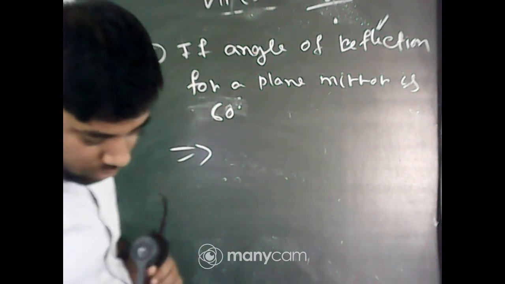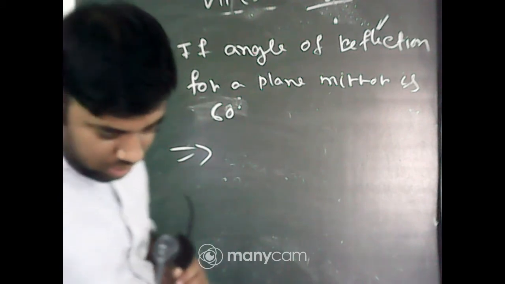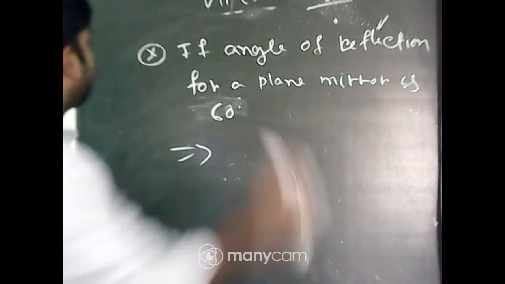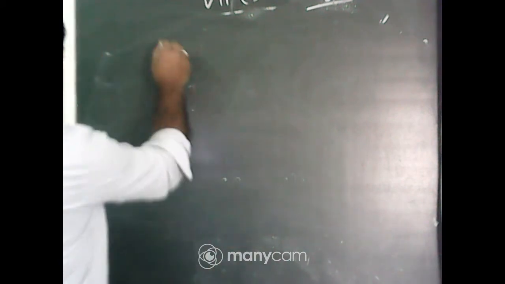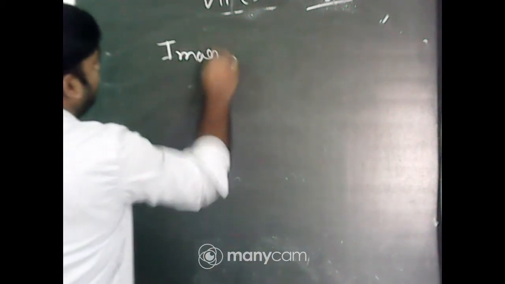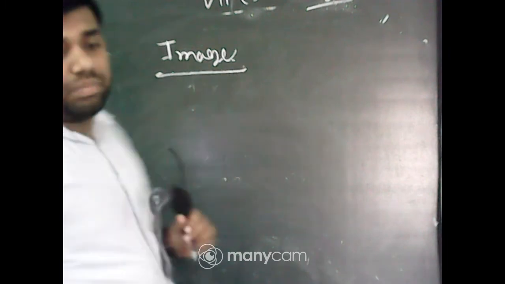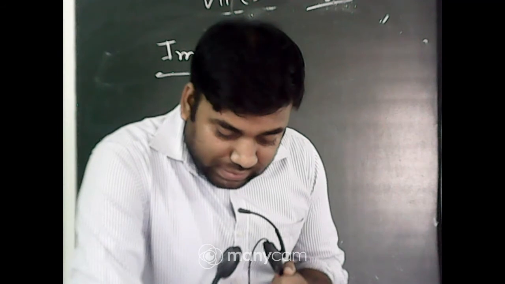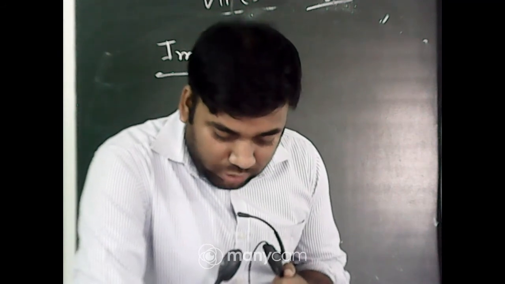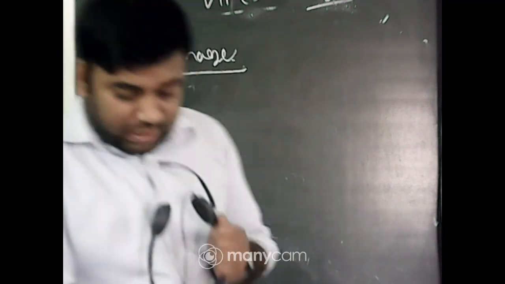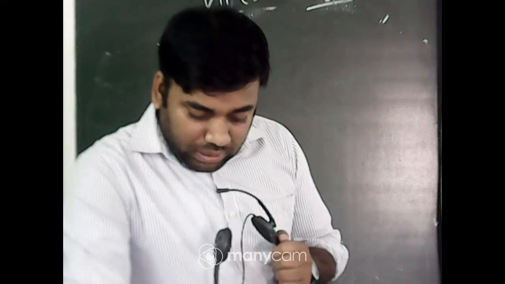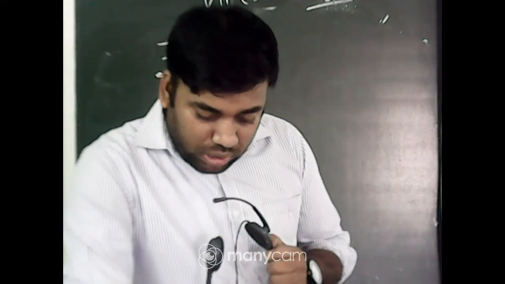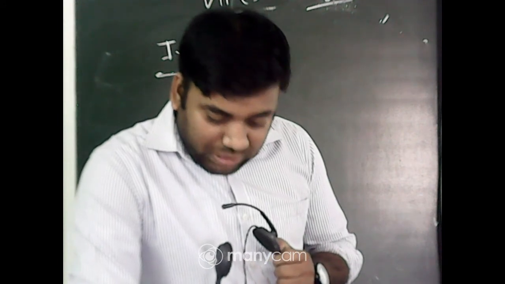Now the next thing to learn is what is an image. The topic I will discuss is image. I am dictating the definition: rays of light from an object after reflection by a plane mirror tend to converge or appear to diverge from a certain point in front of the mirror. At that point, the reproduction of that object is called an image.